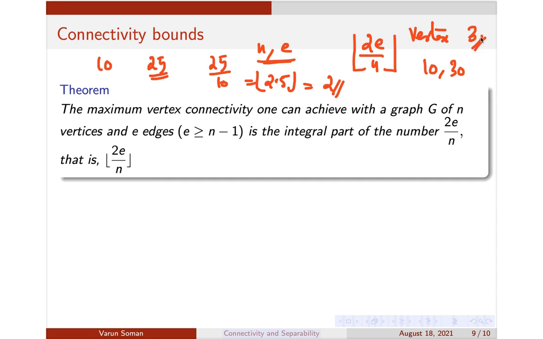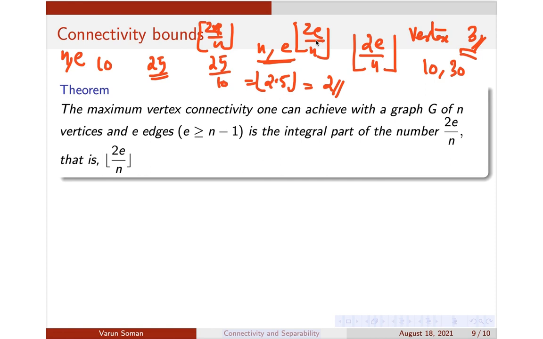So there can be other graphs which have lesser vertex connectivity, but this is the maximum. You can always construct a graph with the maximal vertex connectivity possible. If you have n vertices and e edges, you can construct a graph with vertex connectivity equal to the greatest integer less than or equal to 2e/n. You can also construct graphs with far lesser vertex connectivity, but that is not the issue. We have to construct a graph in such a way that the vertex connectivity is maximum.